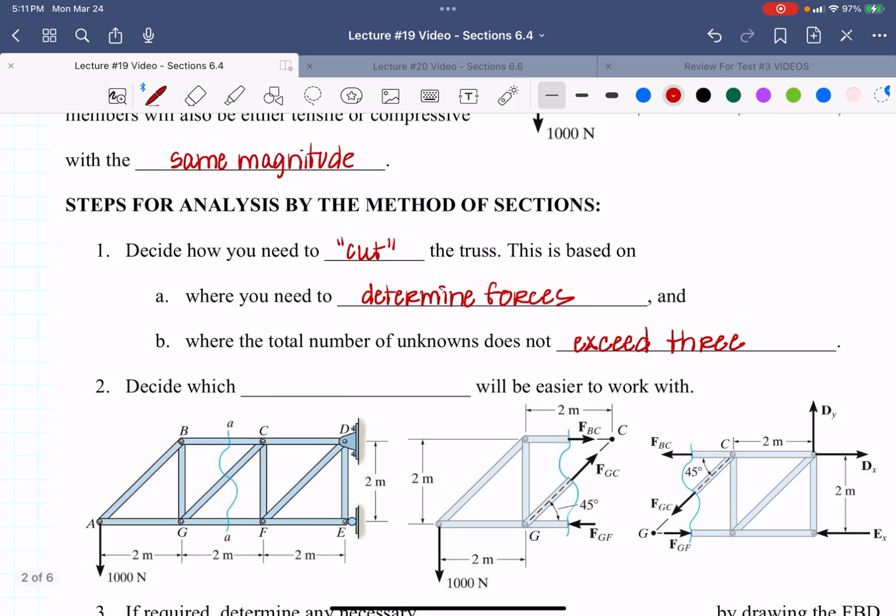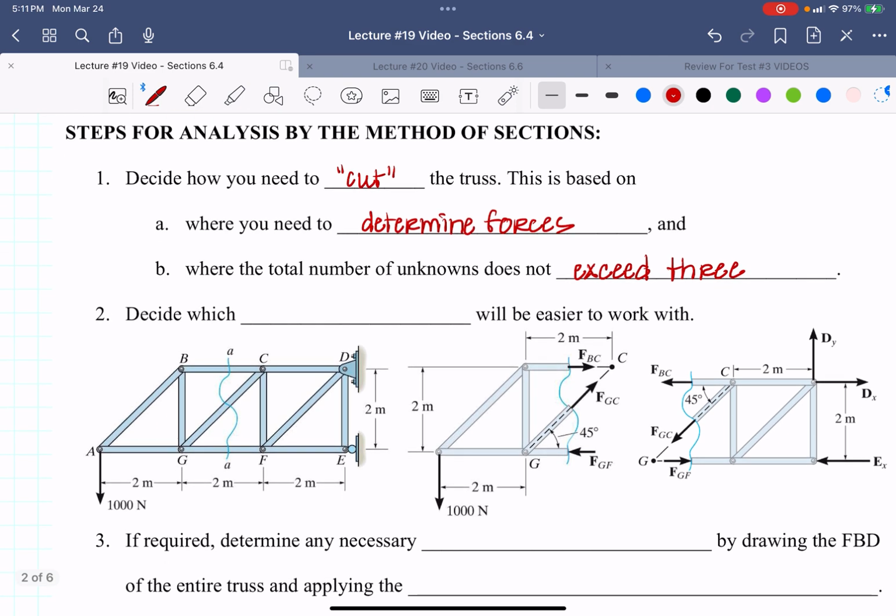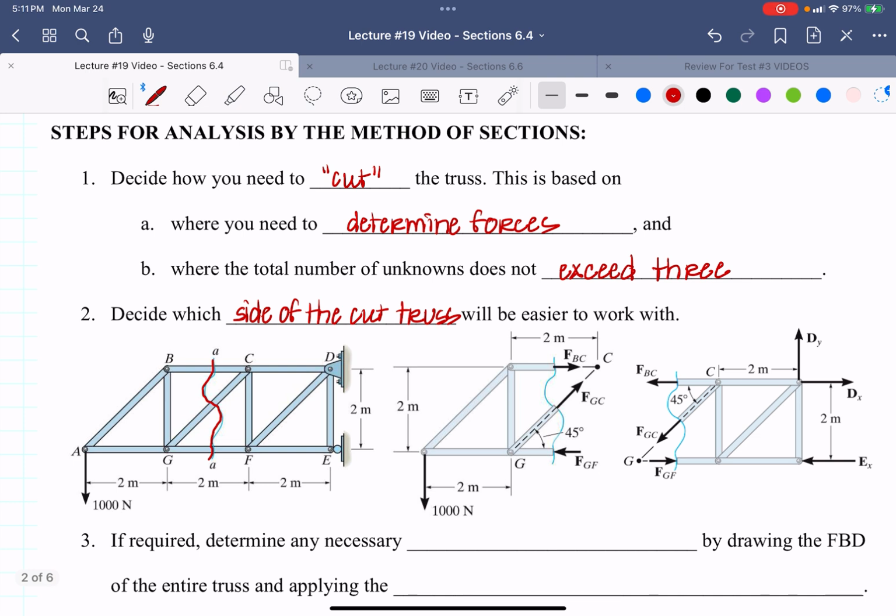So after you decide where you're going to cut it, you decide which side of the cut truss will be easier to work with. For example, down below, I have this truss that we're cutting at A, and in the middle, I have a picture of the left side of that, and on the right, I have a picture of the right side of the truss. And you can see, if I was going to calculate it for the right side, I would have to find the reaction forces, where I don't have to do that in the left side. So it might be easier to use the left side.